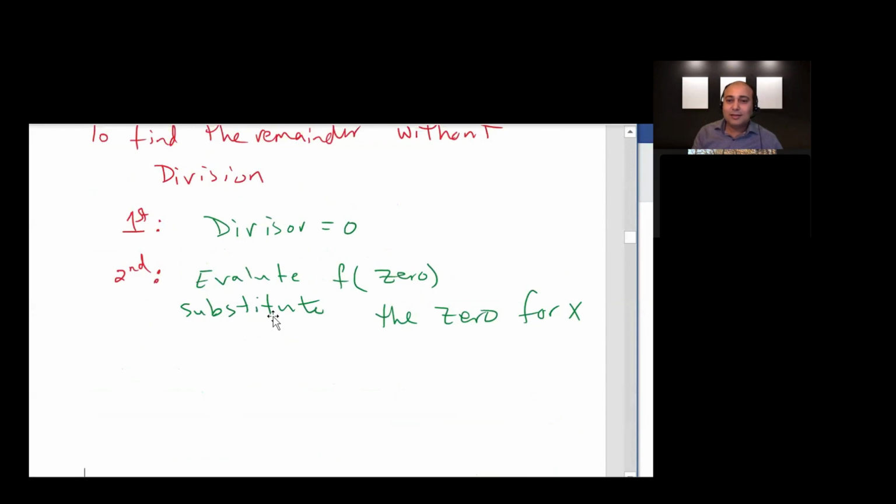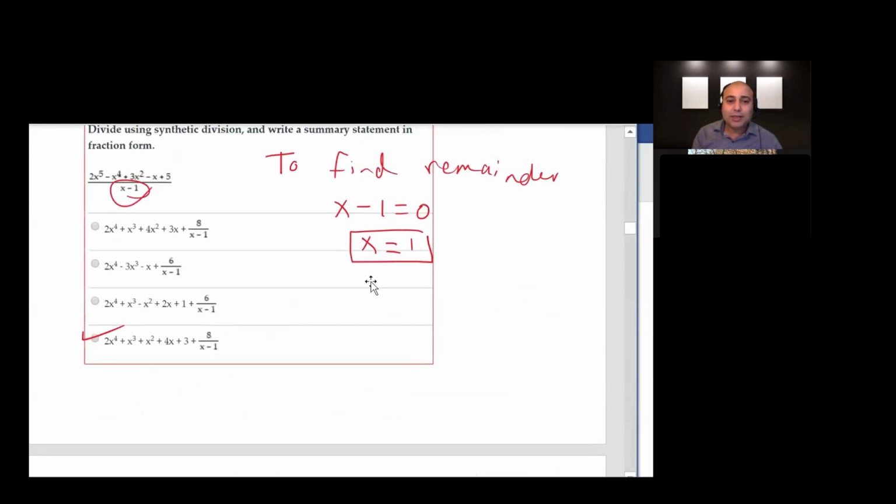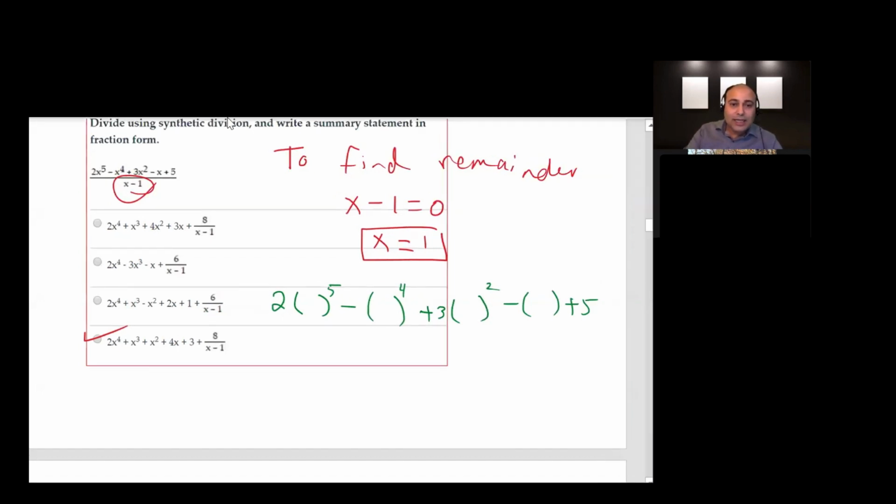Done. Okay, we're good here. So we're going to take this number and substitute it for x right here. I got 2x to the 5th minus x to the 4th plus 3x squared minus x plus 5. I got distracted. All right, now I will take this 1 and substitute it here: 1, 1, 1. Obviously, you can use the calculator.